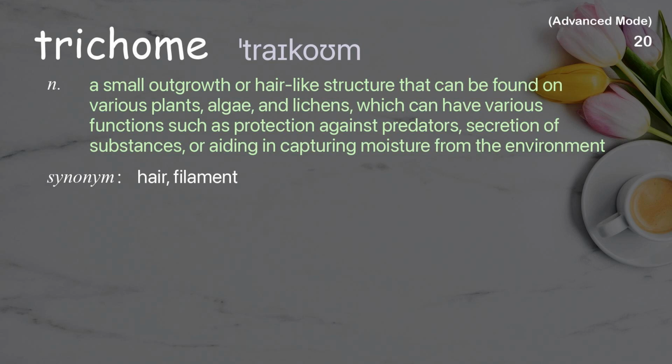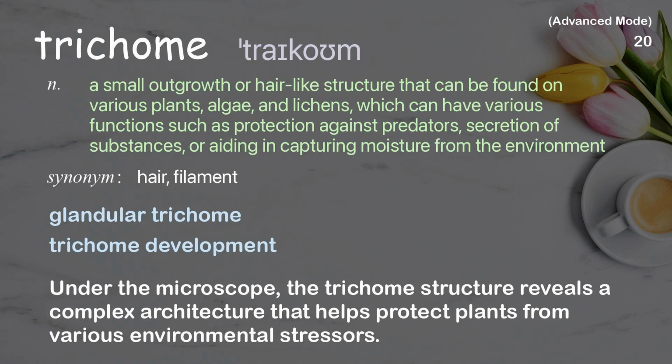Trichome. A small outgrowth or hair-like structure that can be found on various plants, algae, and lichens, which can have various functions such as protection against predators, secretion of substances, or aiding in capturing moisture from the environment. Examples: Glandular trichome, trichome development. Under the microscope, the trichome structure reveals a complex architecture that helps protect plants from various environmental stressors.